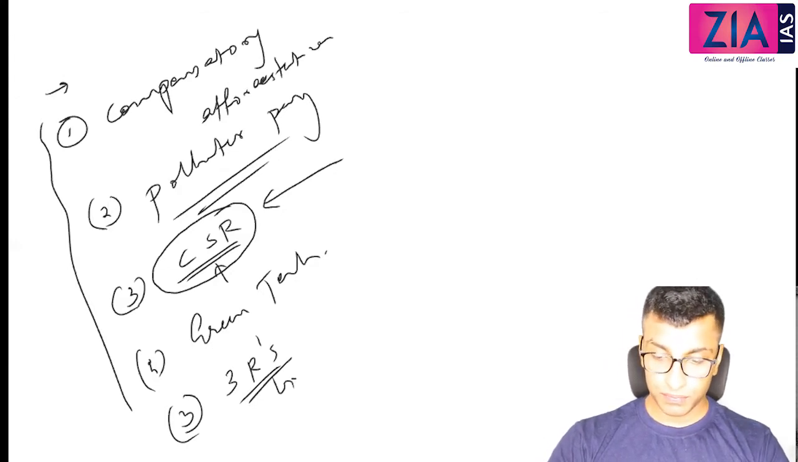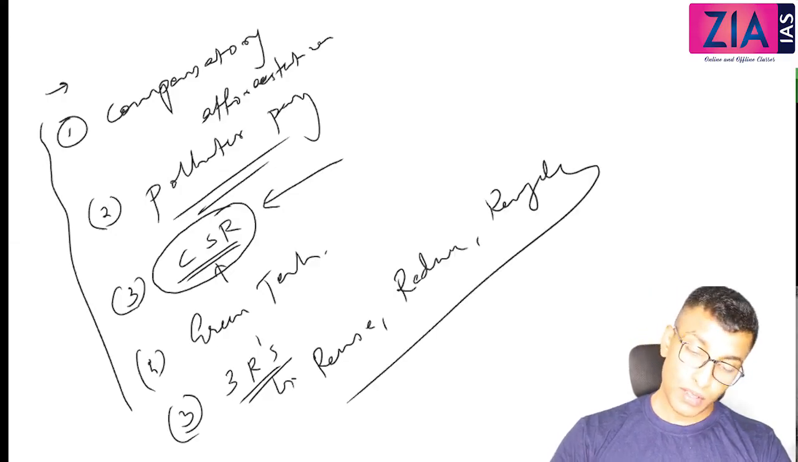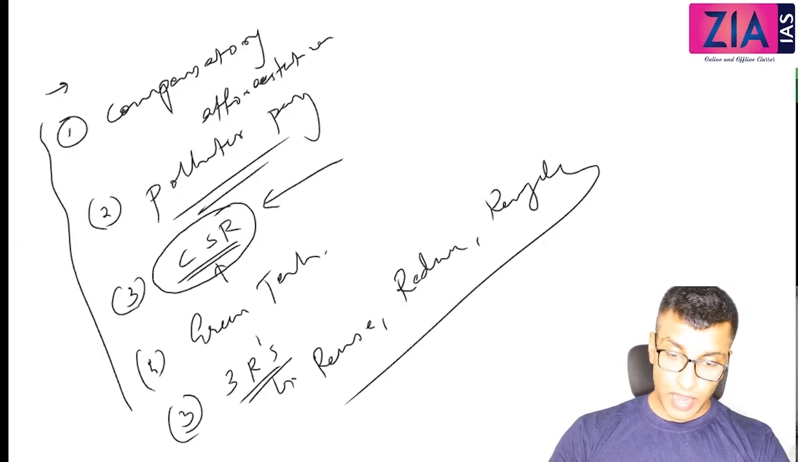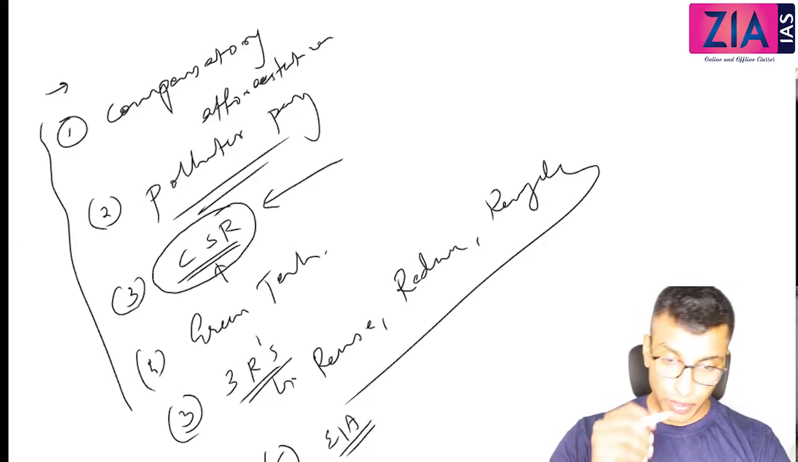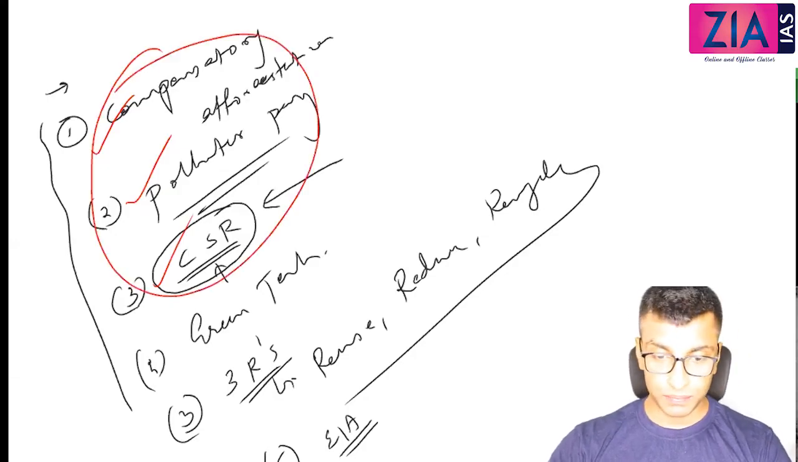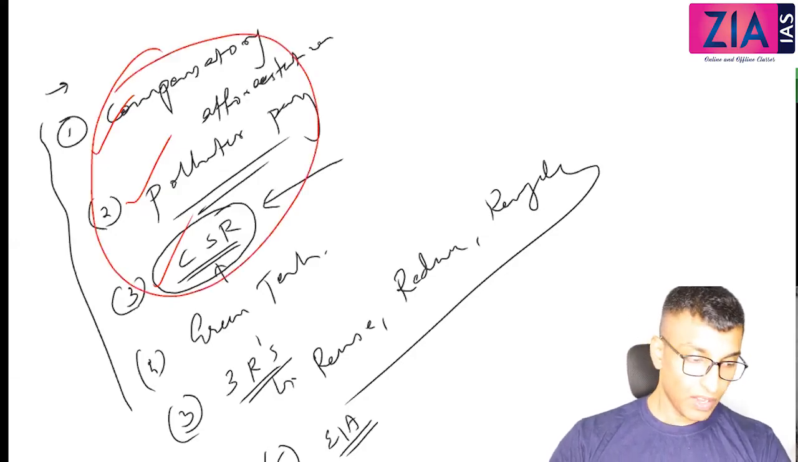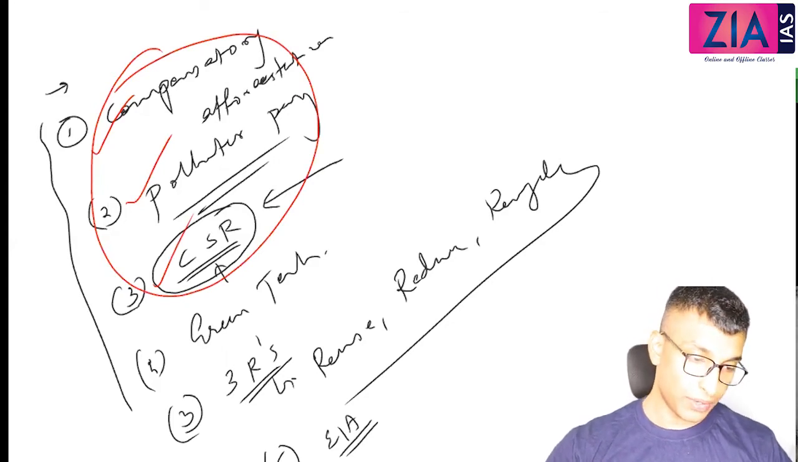What is this? Reuse, reduce and recycle, yeah. So environmental impact assessment, okay. So mainly these 3 can be used in your answer. We will discuss the model answers, the case studies later, but just now try to understand these.